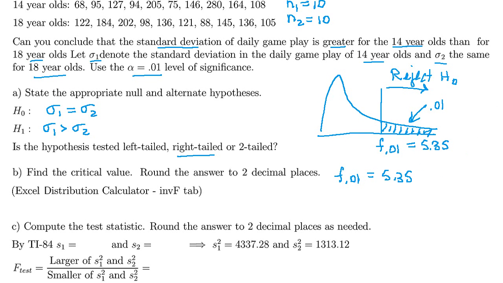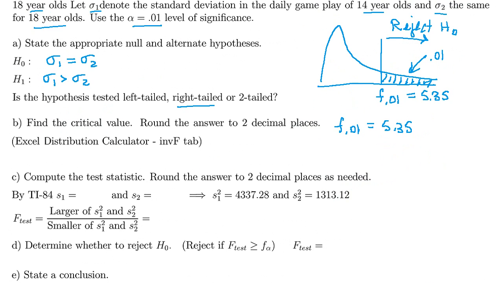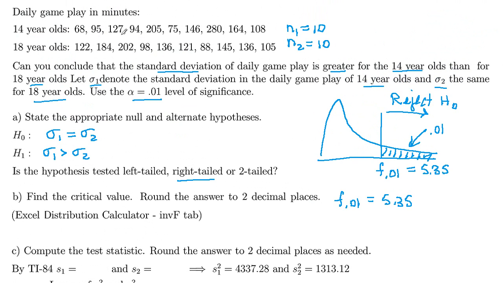So now we need to find that test statistic and see if it's more extreme than 5.35. So compute our test statistic. That's going to be the larger of the two variances divided by the smaller of the two variances. So we need to find those variances first. So find the standard deviations first, and then we'll square those to get the variances. So we want to take and enter this data into the TI-84, and I've already entered that data for us. So let's go there.